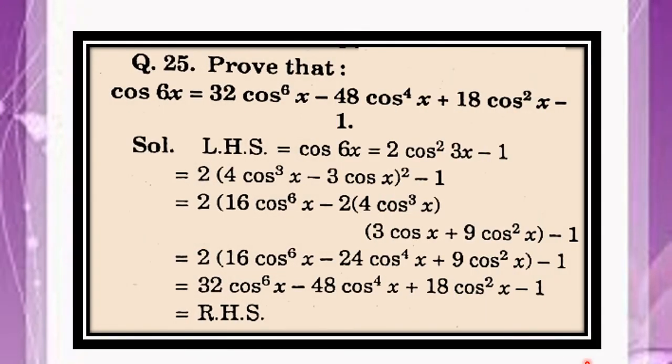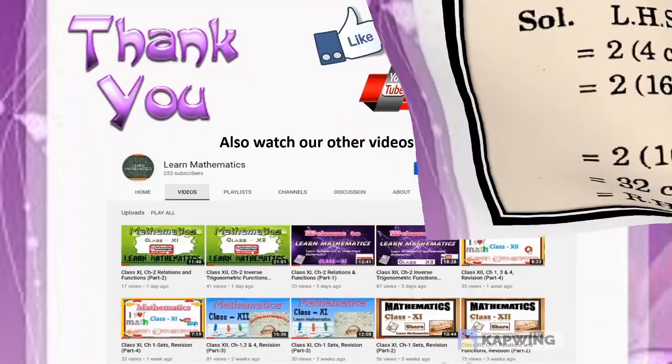25th question, cos 6x is equal to this thing. Again, take cos 6x, apply the property 2cos²x minus 1, and then apply that property of cos 3x. Cos 3x is 4cos³x minus 3cos x, and this square will come as it is. Then simplify and get the answer.